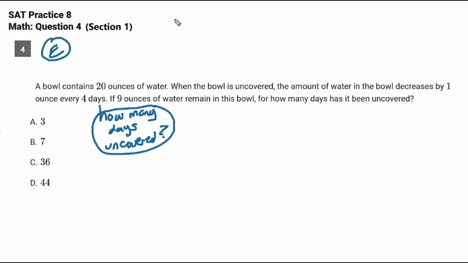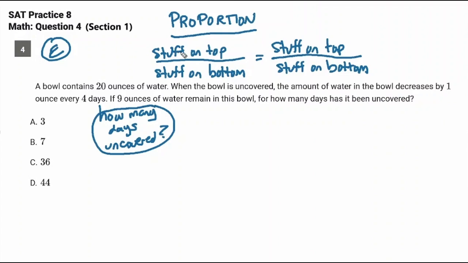Proportions are always the same on every SAT. Every proportion is a fraction, equal sign a fraction. You have to keep the stuff on top on both sides. You have to keep the stuff on bottom for both sides. So we've got water decreases by 1 ounce every 4 days. That's your proportion. Put an equal sign. You can have another fraction. On top goes ounces, on bottom goes days. You're looking for days, so that goes on the bottom.